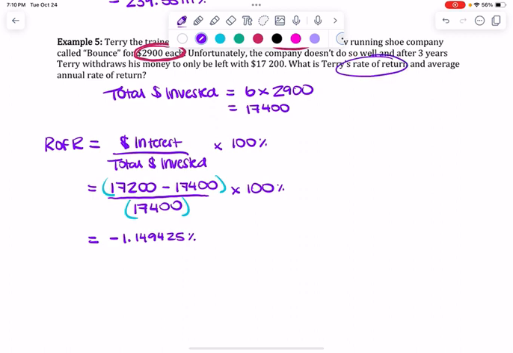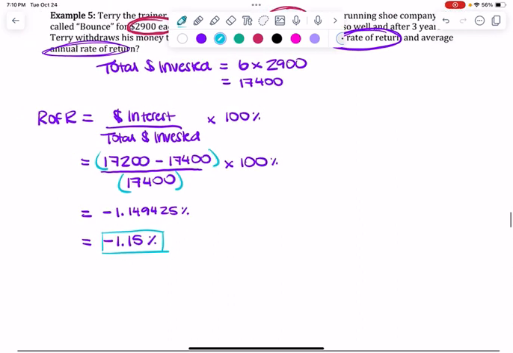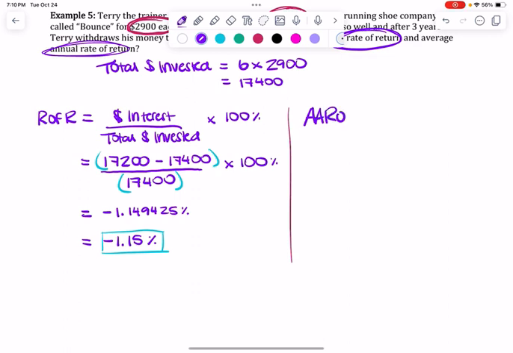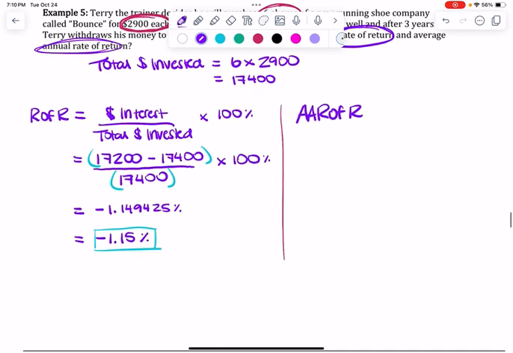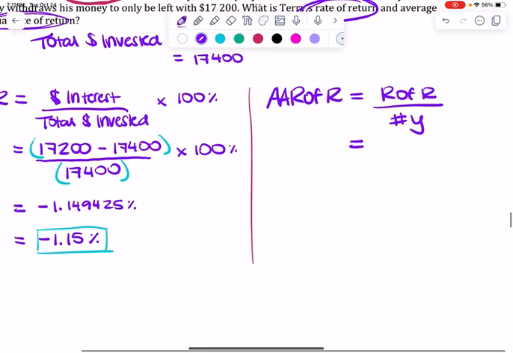Now, the question is asking me for the rate of return and the average annual rate of return. So because this is part of my final answer, I am going to round here as well. But I'm going to use the non-rounded version in my second part of the example. So since I have 2 pieces of information that I want to find, not just the end game of average annual rate of return, I'm going to make sure both of my answers have 2 decimal places. Of course, in my calculations for my average annual being my rate of return divided by my number of years, I'm going to use that non-rounded version. So, let's roll with it.